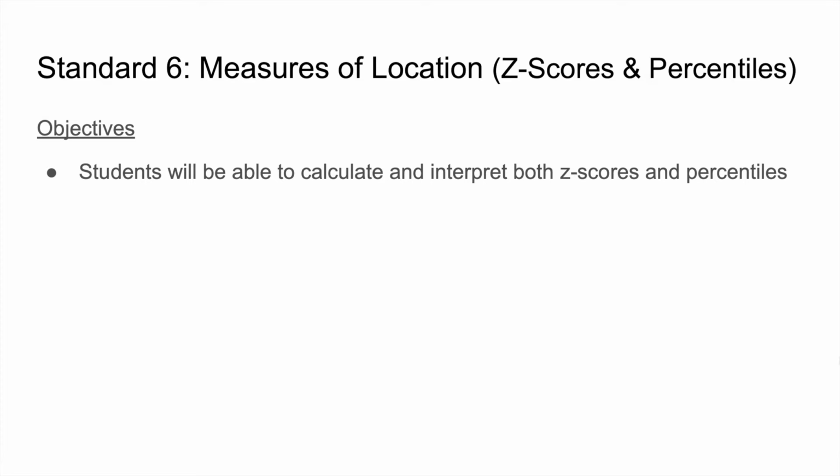All right, so standard six is all about measures of location. This is just a term I use for z-scores and percentiles, because both z-scores and percentiles are about where your data is in relation to everybody else. So it's the relative location of a single data value in a set.